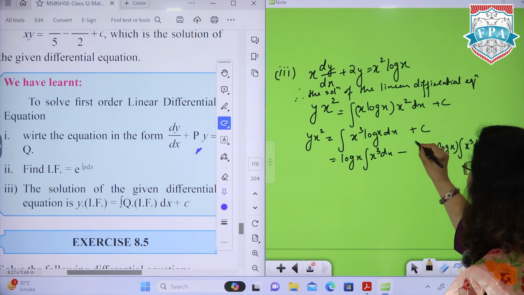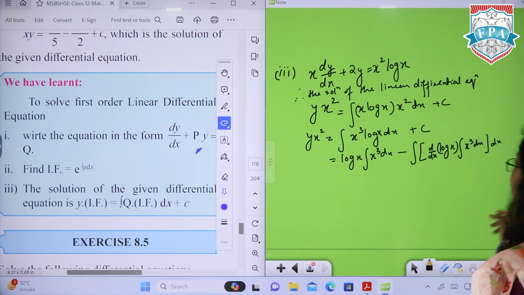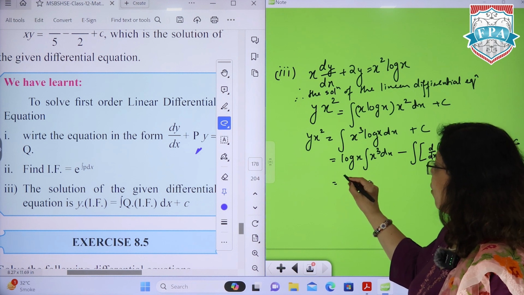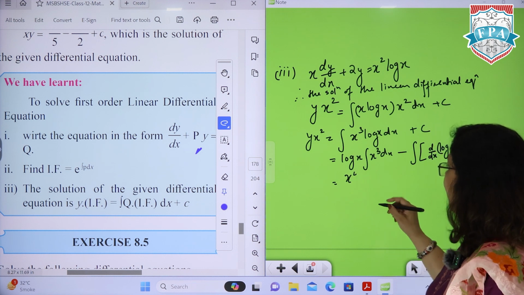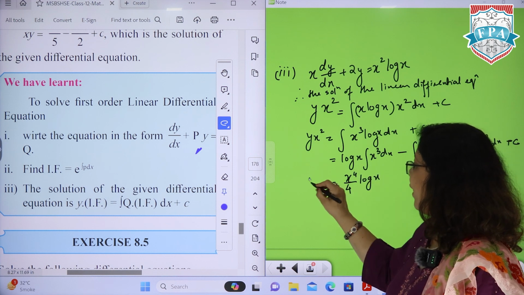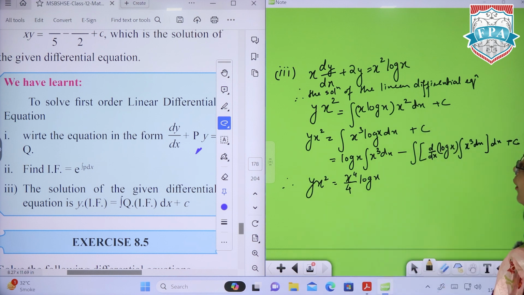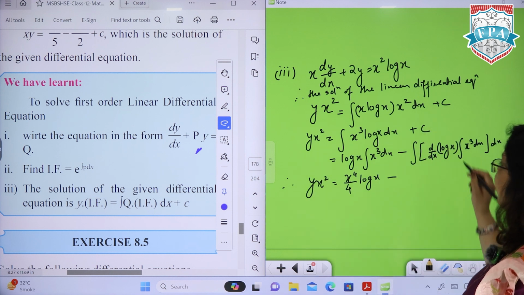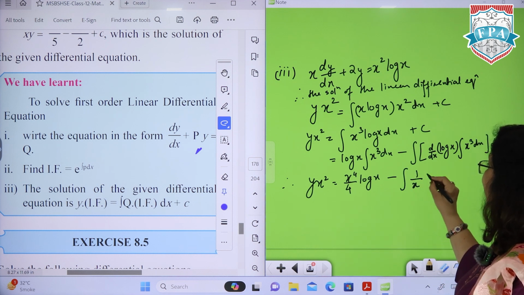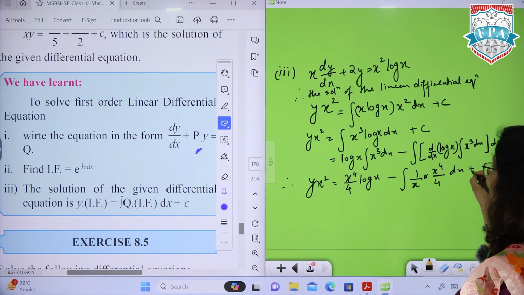I'm just putting this thing here and this. That's how we write this. Plus c will definitely continue. So this is now x to the power 4 by 4 log x, and this is equal to y x square. You can put a therefore or implies sign at the start. Minus, now d by dx of log x is 1 by x. So this is 1 by x into x to the power 4 by 4 dx plus c.